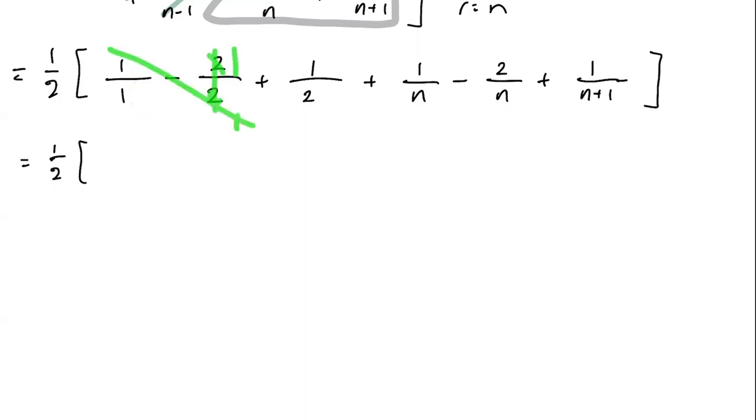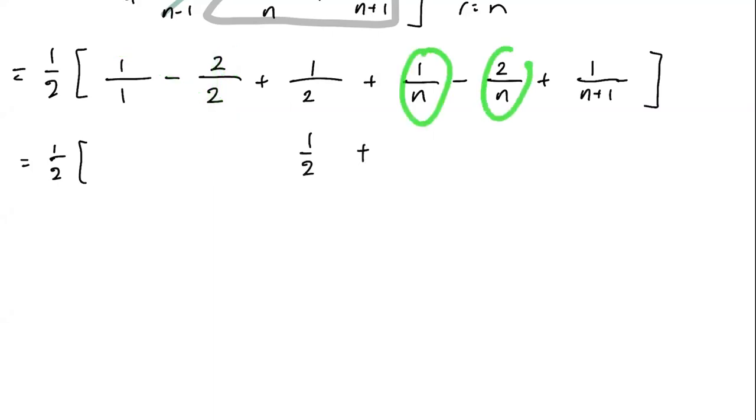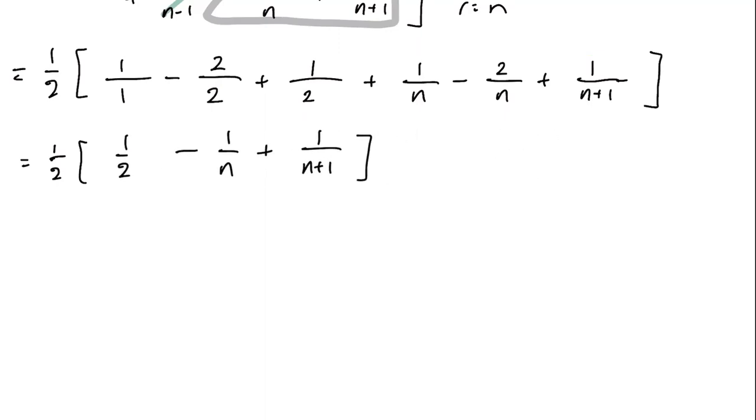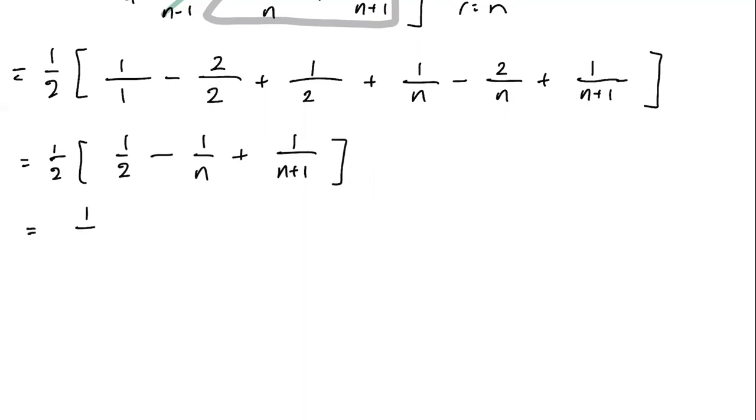It's just a 1, so they cancel off. You're left with a single half, plus 1/n minus 2/n is just minus 1/n. Then plus 1/(n+1) is just 1/(n+1). Close the bracket. Now just multiply out the half. You will get 1/4 minus 1/(2n) plus 1/(2(n+1)).